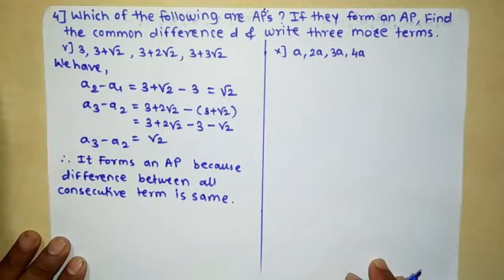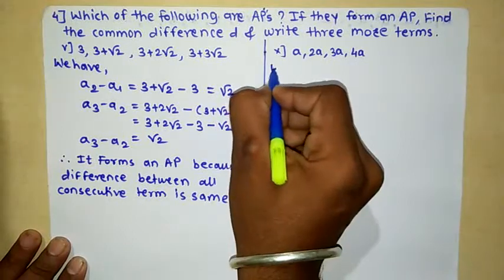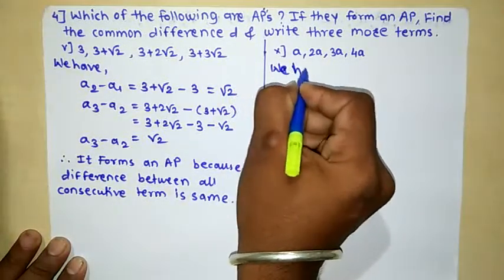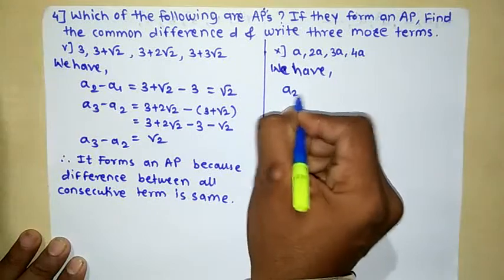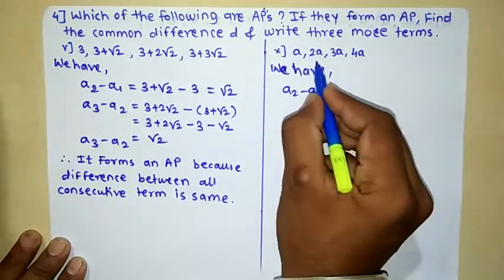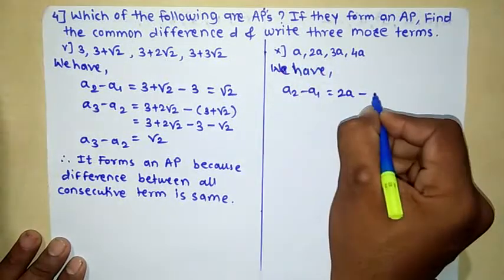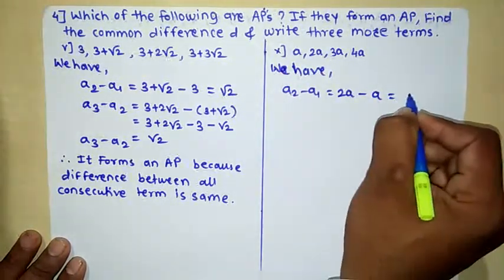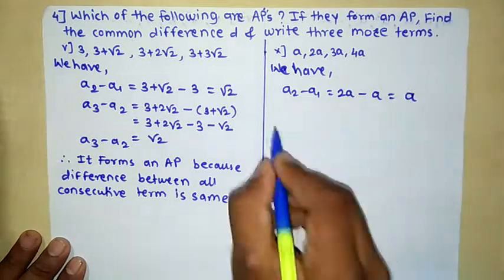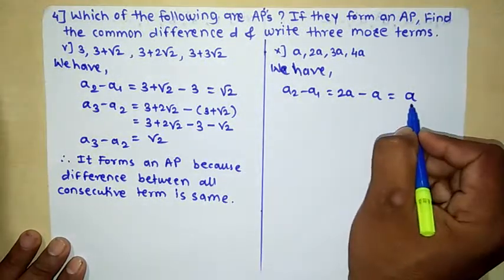Now we will look at sub question 10. In this question they have given the list of numbers in alphabets like this: a, 2a, 3a, 4a. Now here, a2 minus a1 is equal to, what is the value of a2 here? 2a. 2a minus a1 is equal to 2a minus a, what is the difference? It will be a. Therefore we got a2 minus a1 is equal to a.